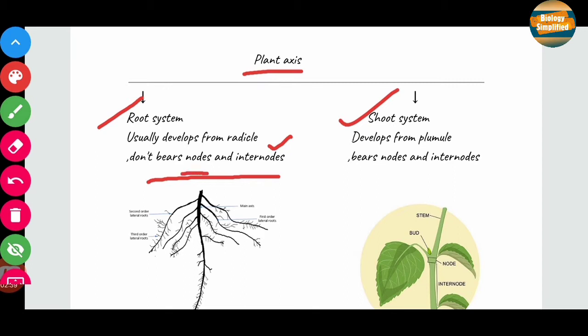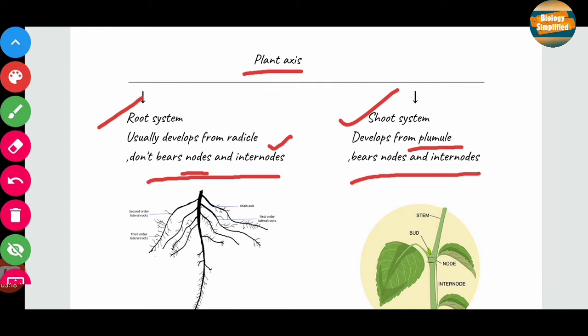Now what are nodes? Nodes are the structures from where leaves and branches arise. In roots there is no presence of leaves and branches, so there is also no presence of nodes and internodes. The shoot system develops from the plumule. Plumule is the part of the seed from which the shoot develops. It is the upper part of the seed, and it bears nodes and internodes.